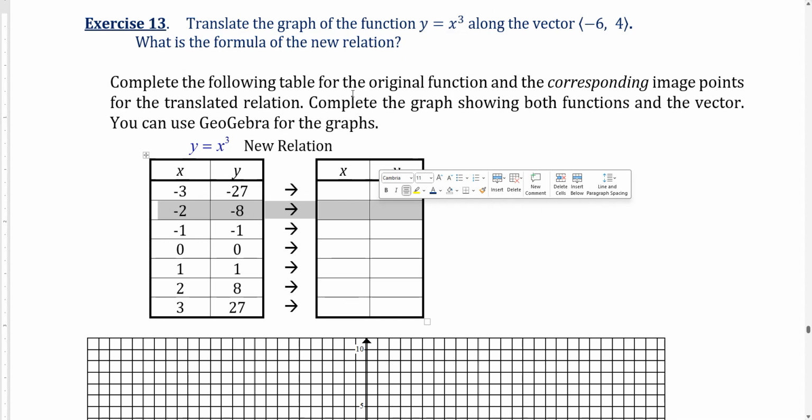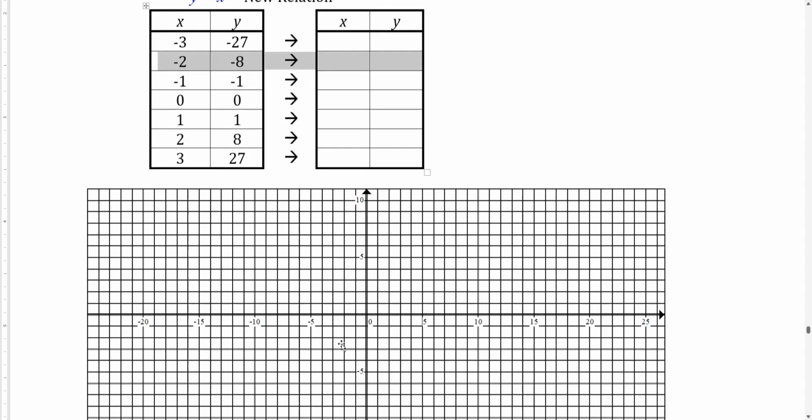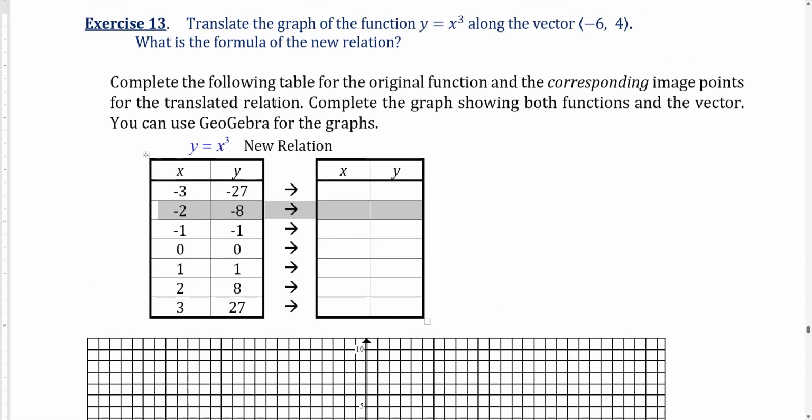Pre-image is y equals x cubed. You come up with the formula for the image. And you should be able to do that by hand. You should also be able to do that in something like, say, GeoGebra.